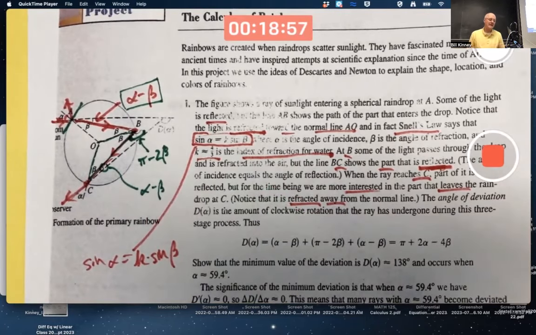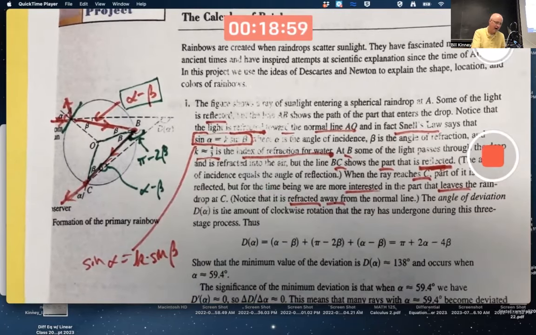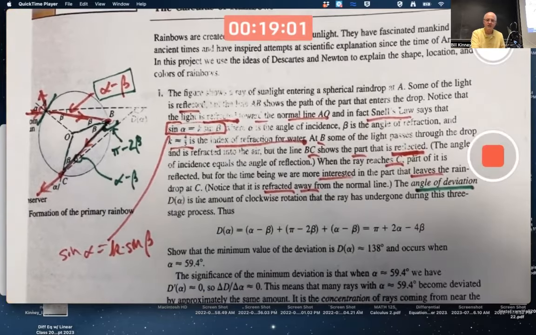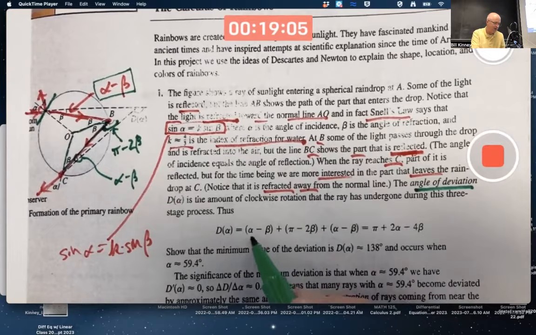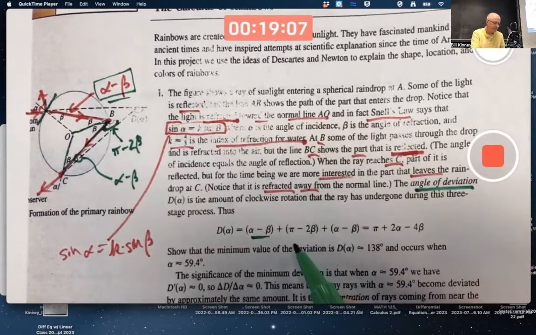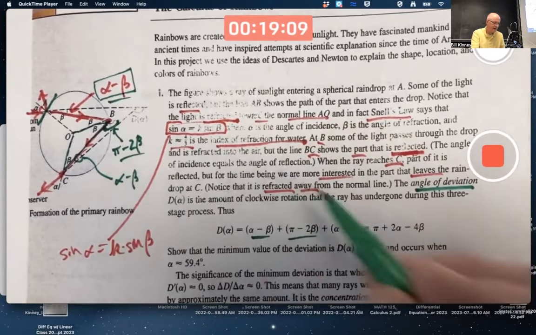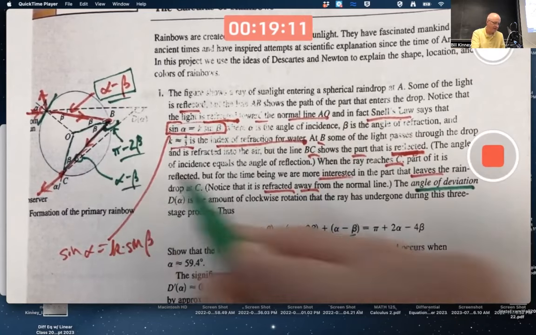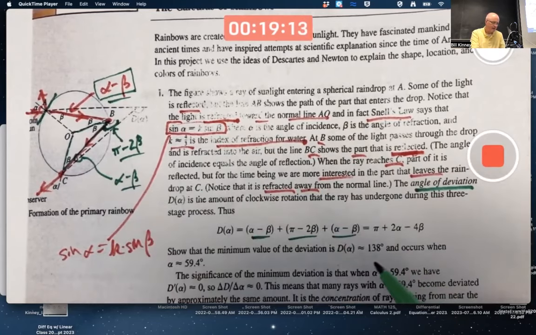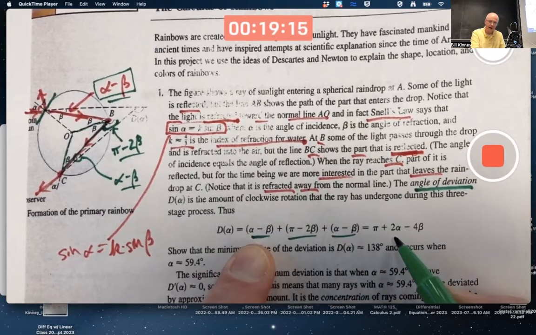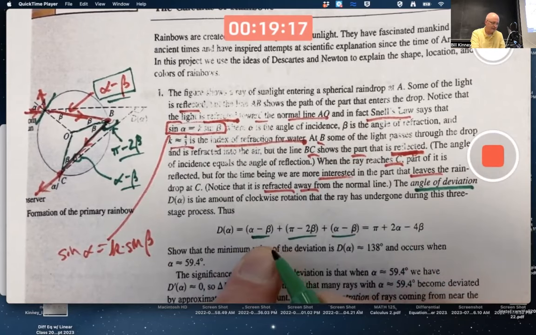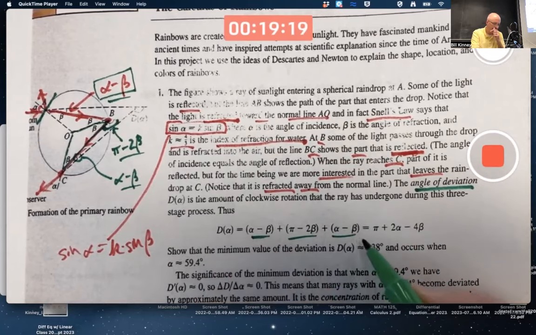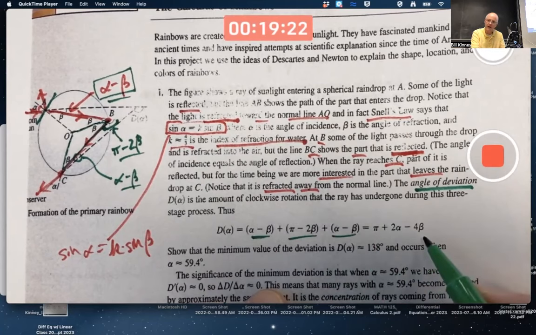So the total amount of turning, called the angle of deviation, is the sum of those three angles. Alpha minus beta, pi minus 2 beta, and another alpha minus beta. There's two alphas, so you get 2 alpha, and there's a minus beta there, a minus 2 beta there, and a minus beta there. You get a minus 4 beta, and the pi can just go in front.